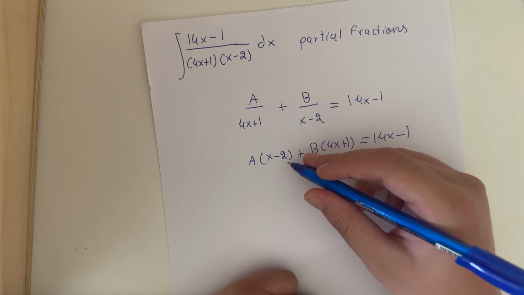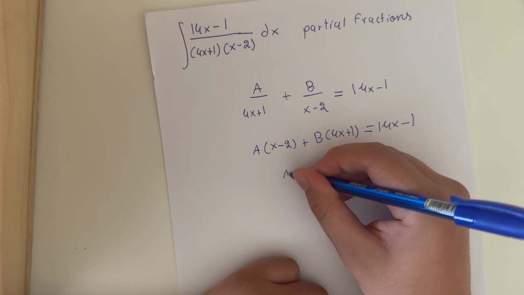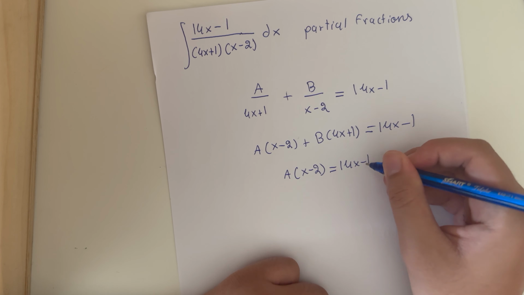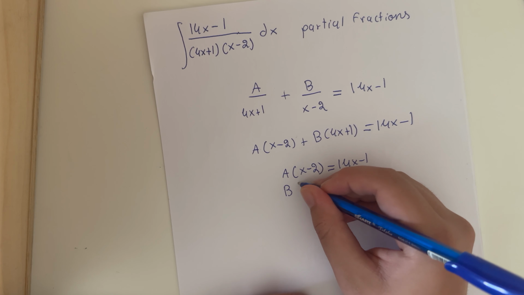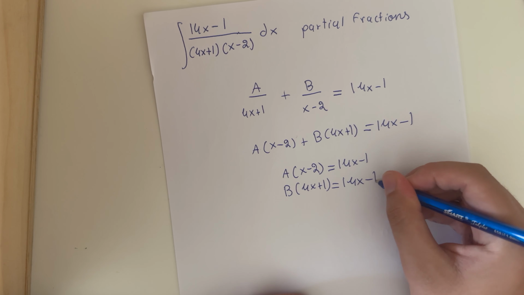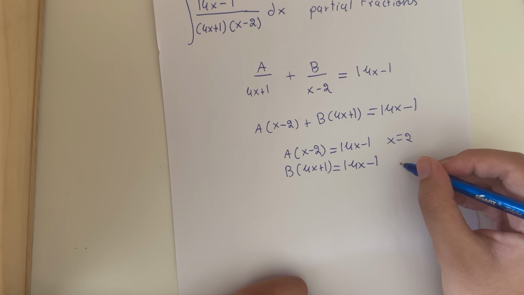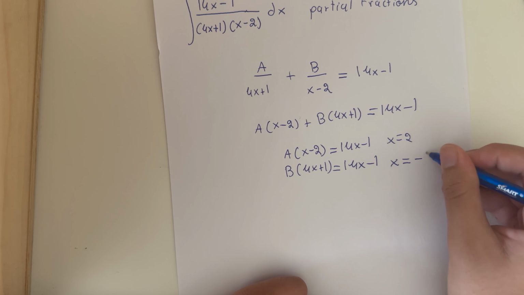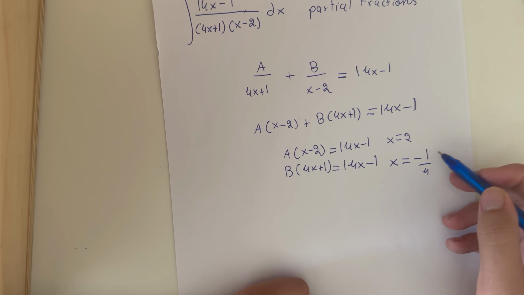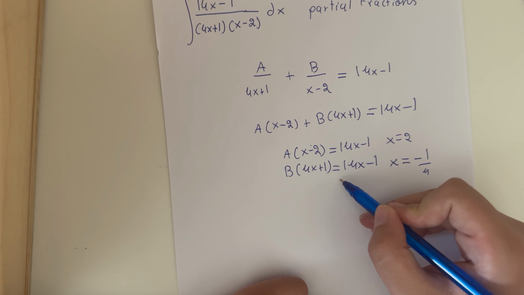And so you're going to have different B and A values. So to evaluate this, you're going to set each equal to 14x minus 1 separately. So for example, we have A times (x minus 2) is equal to 14x minus 1, and we have B times (4x plus 1) is equal to 14x minus 1. So we have x equals 2 here, and for here we have x equals negative 1/4. You just set this equal to 0 and you solve for x. And so we're going to take this x and plug it into the first expression, and this x here and plug it into the second expression.